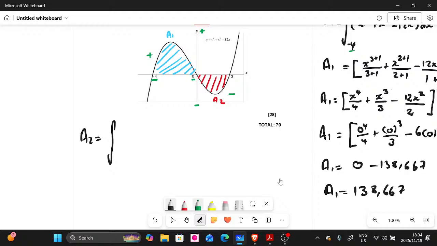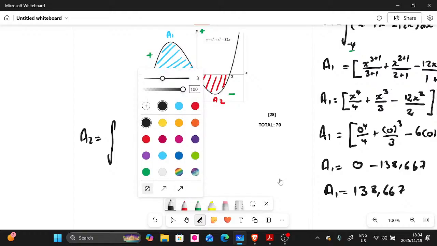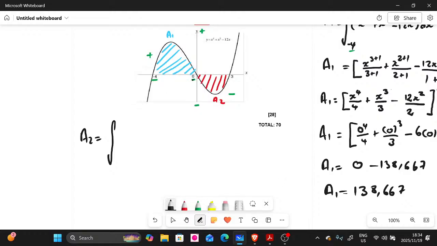Now look, let me just use black. Now 0 is the beginning where our area 2 starts, and 3 is the end. So the upper limit is the bigger number between 0 and 3. So 3 is the upper limit, and then the lower limit is going to be 0. So yes, the limit is between 0 and 3, guys. Upper limit is 3, the lower limit is 0, because 3 is bigger than 0.